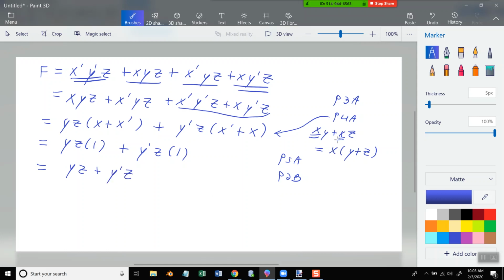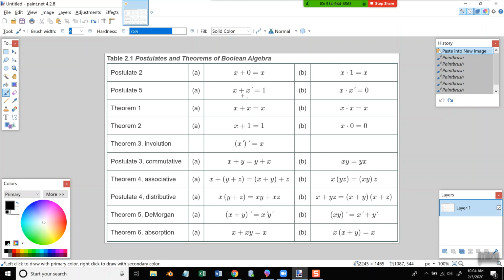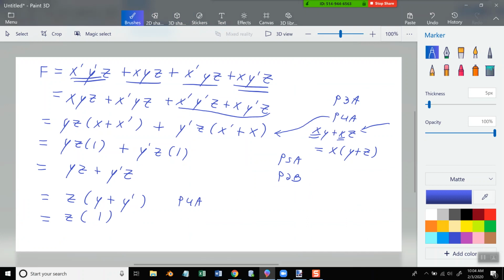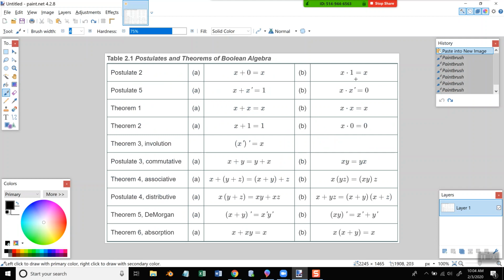Well, the same principle that we did up here, where they both had the same value and we factored it out. These both have a z, so I can bring a z out. And that leaves me y plus y prime, or y or not y. And that's postulate 4a again. So I can factor that out. Then y or not y, from postulate 5a, is 1. And then we can drop the 1 from postulate 2b.